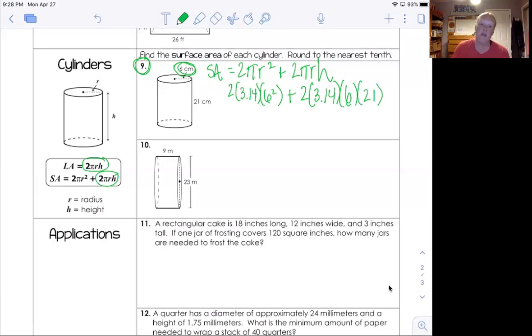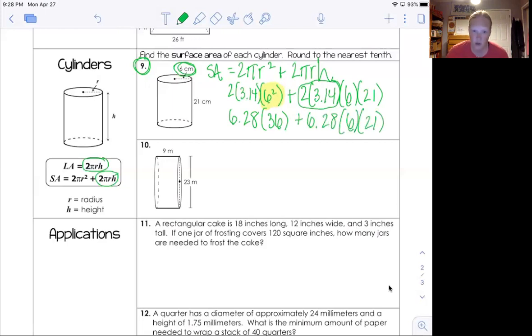Okay, I've got to be really careful to do order of operations. So I'm going to do the squared first. Exponents happen first. Okay, so I'm going to do 2 times 3.14 at the same time. So I get 6.28 times 36 plus, I'm going to do this as 6.28 again, 6.28 times 6 times 21.